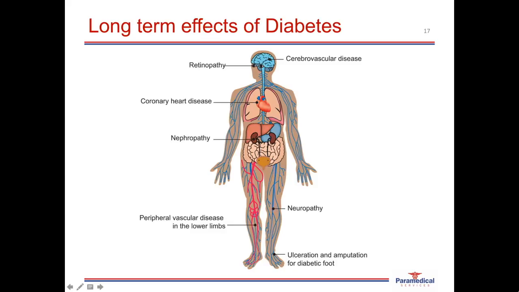And in completion of our PowerPoint presentation, it is important to be aware that there are some long-term complications of diabetes. So with progression of the disease, there are major disturbances to the nervous system and the cardiovascular system. This may present in things such as cerebrovascular disease, retinopathy in the eyes, coronary heart disease and vascular disease, nephropathies of the kidneys, neuropathies, peripheral vascular disease in the lower limbs, and poor perfusion, which may lead to ulceration and amputations in diabetic foot. This concludes the PowerPoint presentation on diabetes.